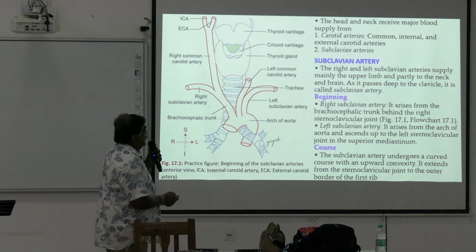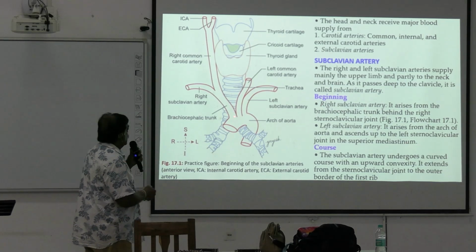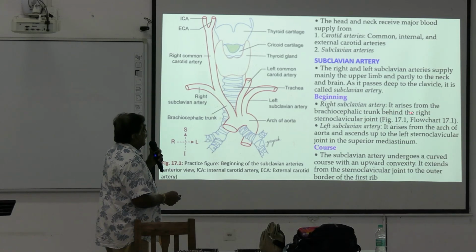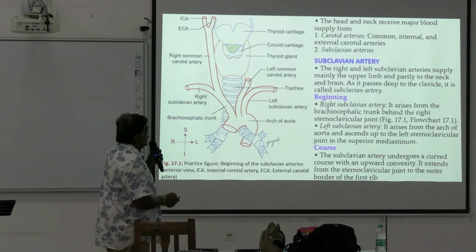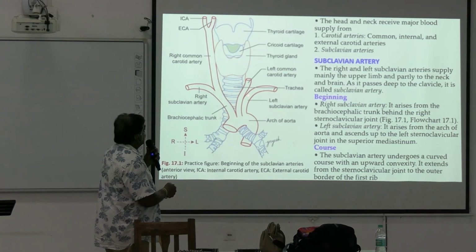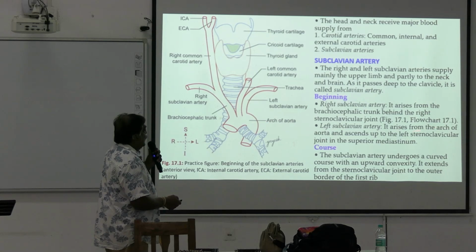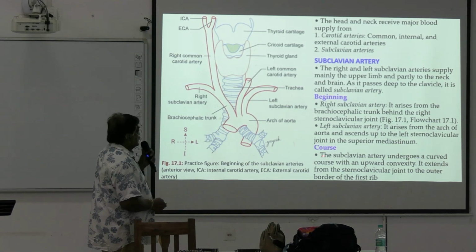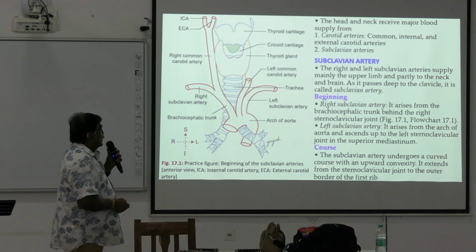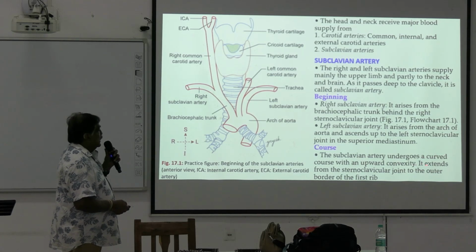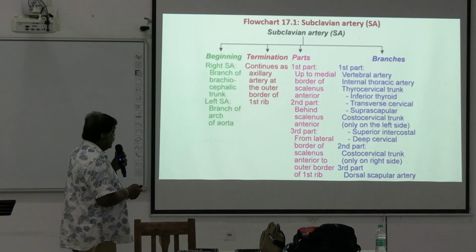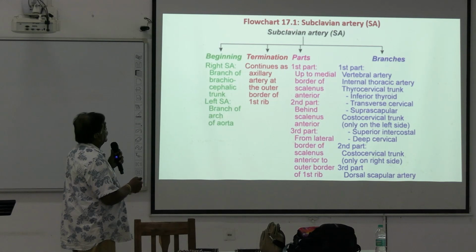Beginning: the right subclavian artery arises from the brachiocephalic trunk, behind the right sternoclavicular joint. The left subclavian artery arises from the arch of the aorta and ascends to the left sternoclavicular joint in the superior mediastinum. The subclavian artery undergoes its course with an upward convexity. It extends from the sternoclavicular joint to the outer border of the first rib. Individually, you have to read the subclavian artery.